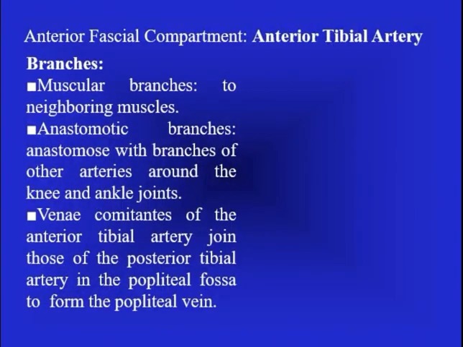The main branches from the anterior tibial artery are muscular branches to the neighboring muscles, which are the muscles of the compartment, and anastomotic branches around the knee and ankle. Venae comitantes accompany the venae comitantes of the posterior tibial artery to form the popliteal vein.